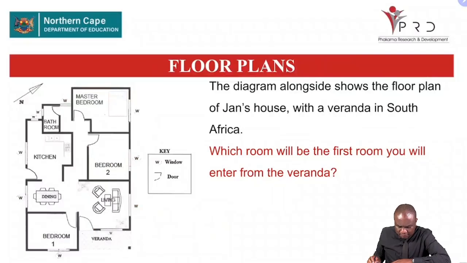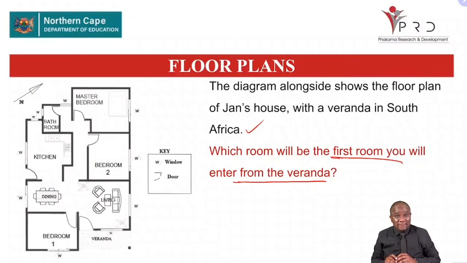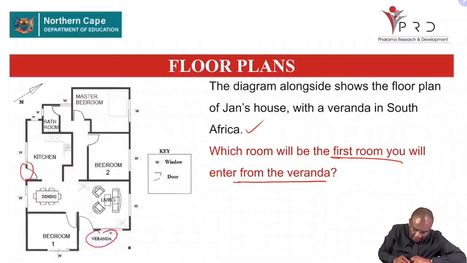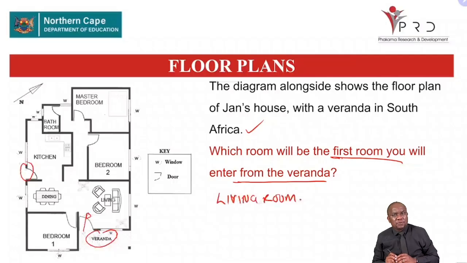The diagram alongside shows the floor plan of Jan's house with a veranda in South Africa. Same information. Which room will be the first room you will enter from the veranda? If you don't check, you may think of the wrong room. From the veranda. So this is the veranda. Which room will you enter first? It should be the living room. Okay, and get your marks. We need these marks. For us to be able to get distinctions, we need each and every mark.